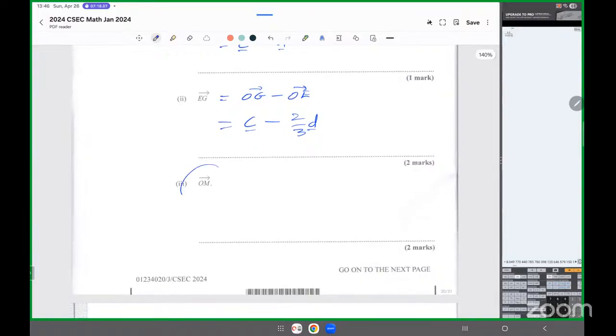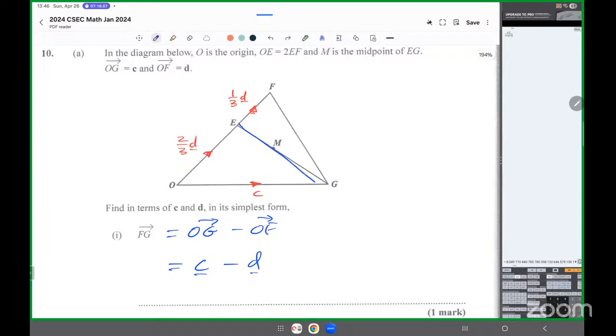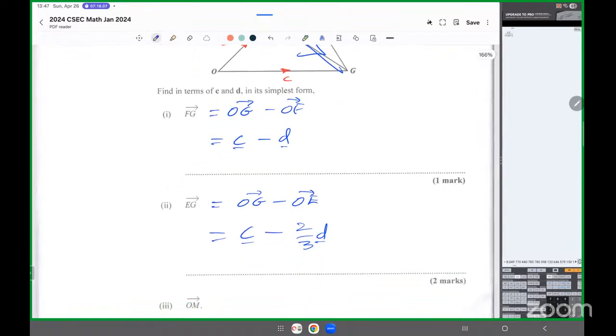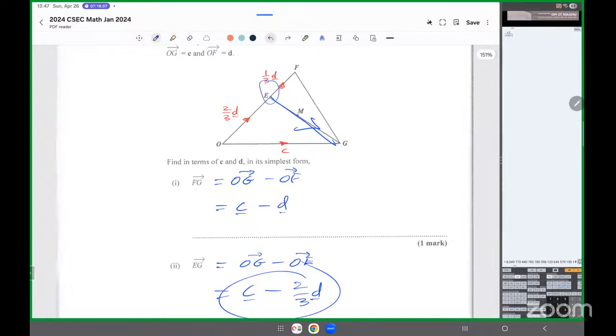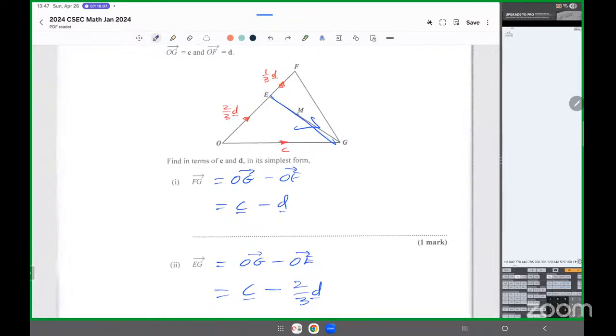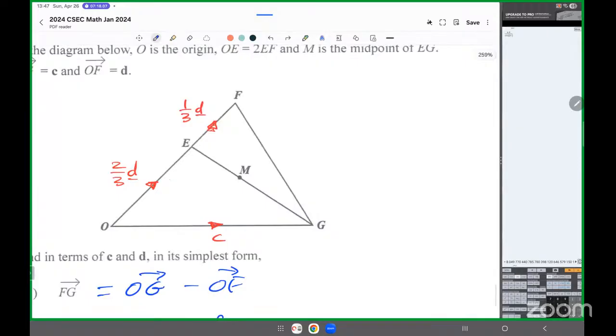Let's go on to OM. You know how to go along that line. You just work out EG, so you can travel along this line now from E to G. So we can use half of this vector to go from E to M. Look at it there. To go from O to M, we're going to go O to E first, and then E to M, where the EM is half of the EG, right?